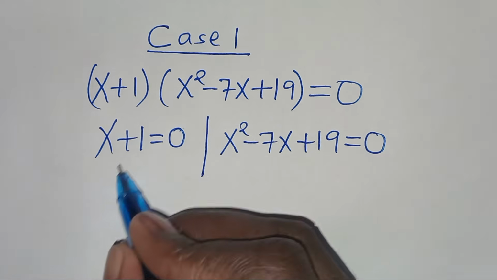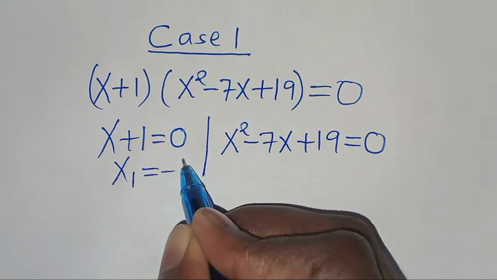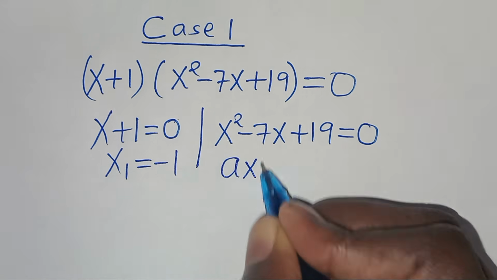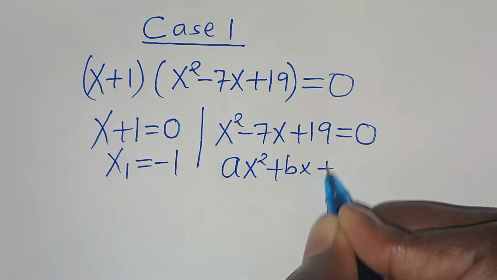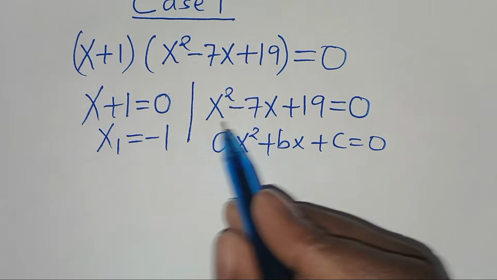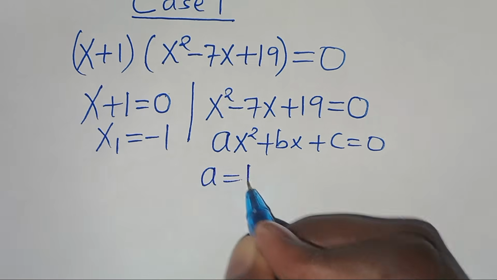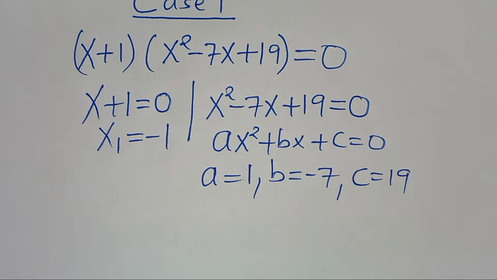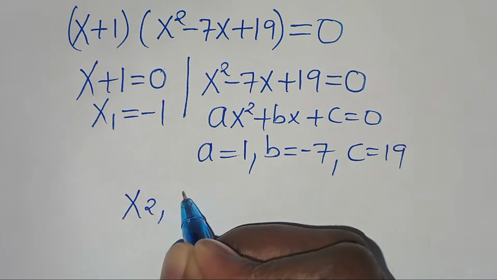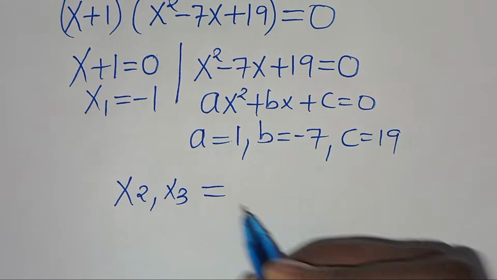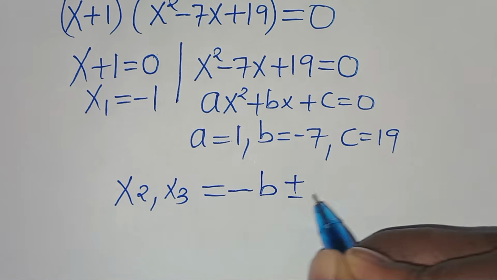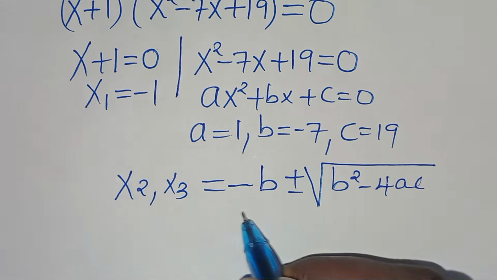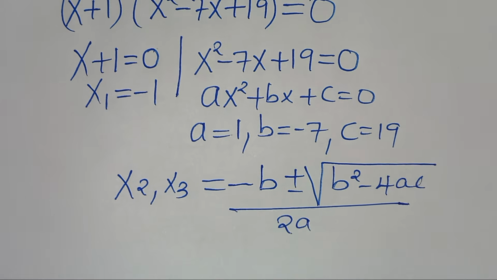From the first part, we have that x1 is equal to -1. The second part is a quadratic equation of the form ax^2 + bx + c = 0. From this quadratic equation, a is equal to 1, b is equal to -7, and c is equal to 19. So we can solve for x2, x3 by applying the quadratic formula, which is (-b ± the square root of (b^2 - 4ac)) divided by 2a.